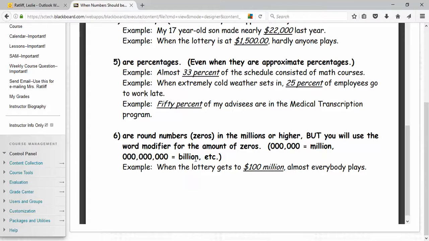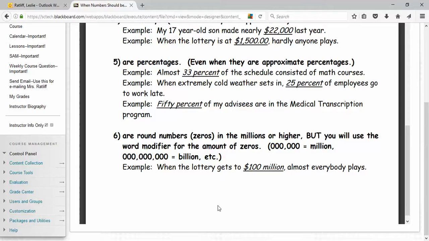Don't get confused by all the zeros. You don't have to count them and remember them. You just use the word instead. So, the example here: when the lottery gets to $100 million, almost everybody plays. 100 is in digits, but the word that represents the zeros is spelled out. Don't use the zeros. Alright, remember those rules.